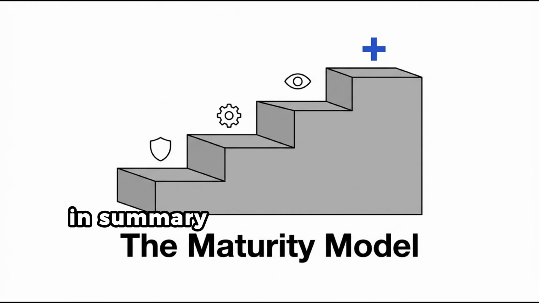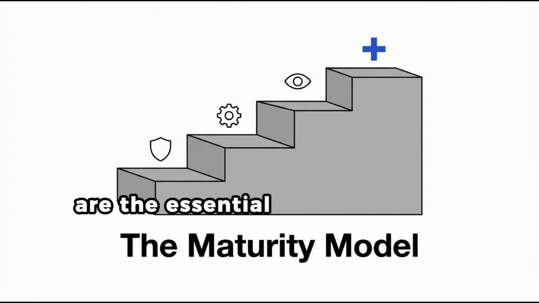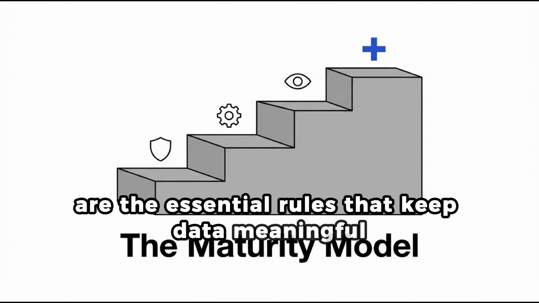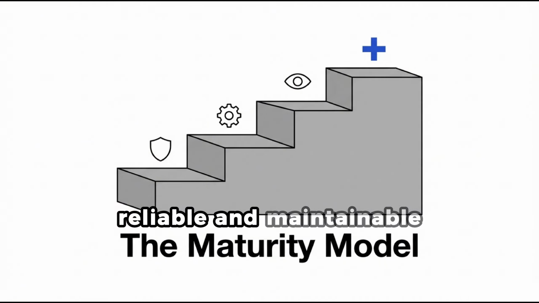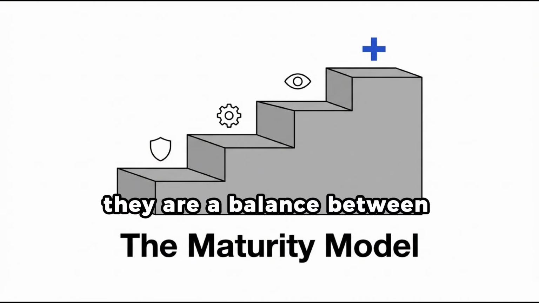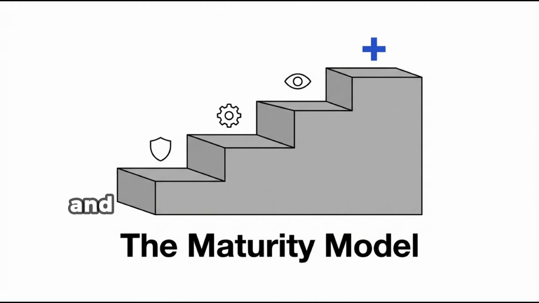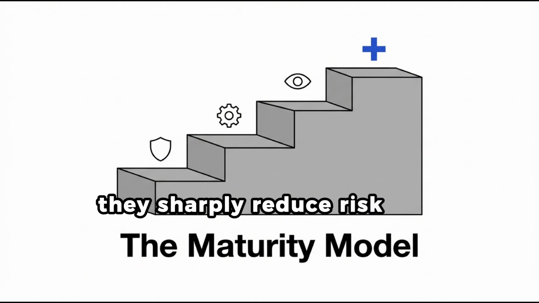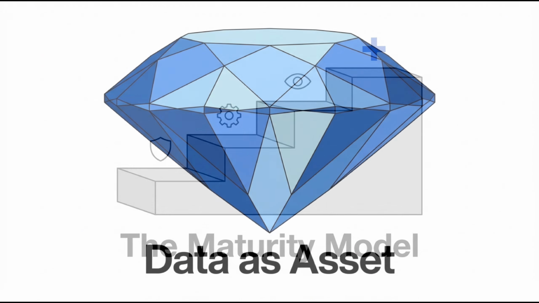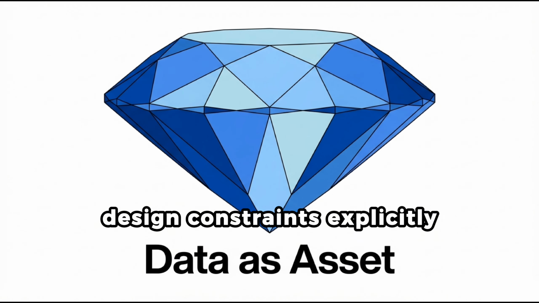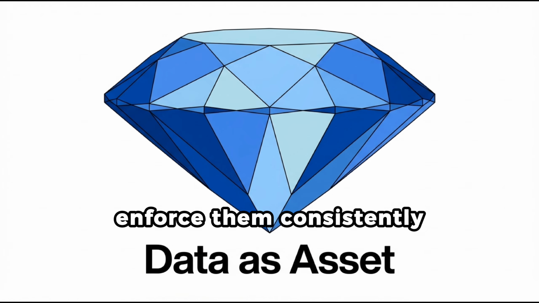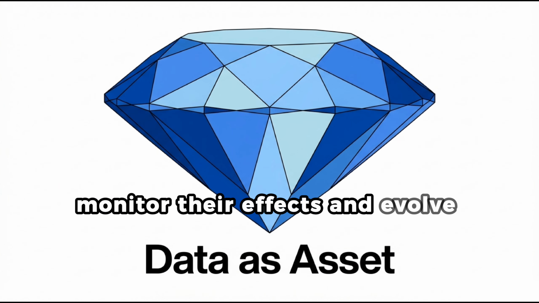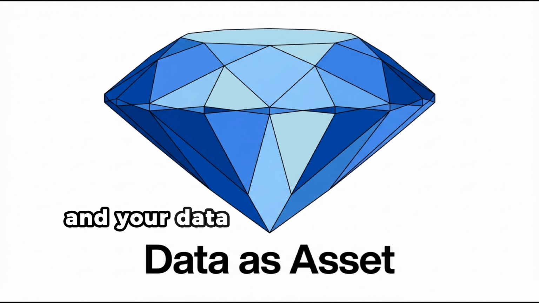In summary, structural constraints are the essential rules that keep data meaningful, reliable, and maintainable. They are a balance between protection and flexibility, and when designed and enforced thoughtfully, they sharply reduce risk and increase velocity. Design constraints explicitly, enforce them consistently, monitor their effects, and evolve them with care, and your data will remain an asset rather than a liability.